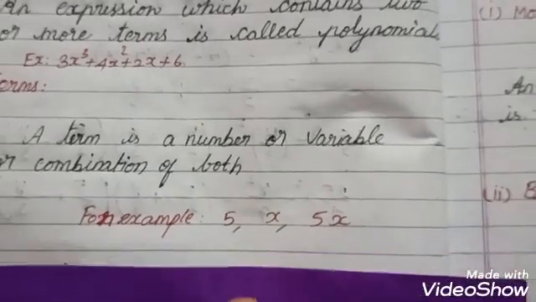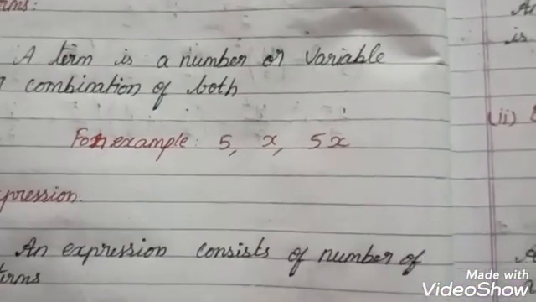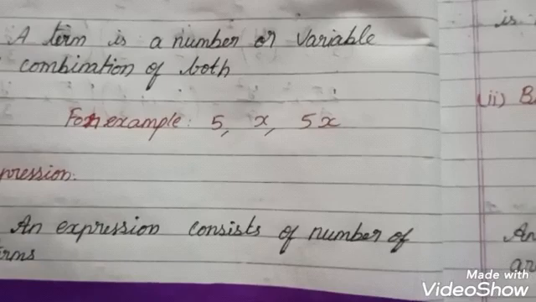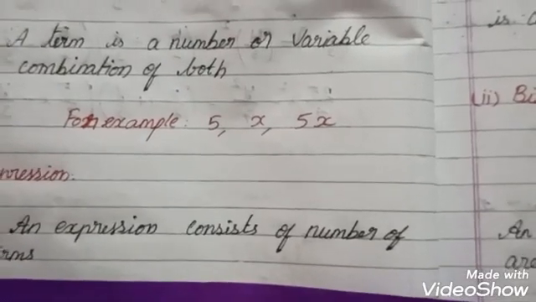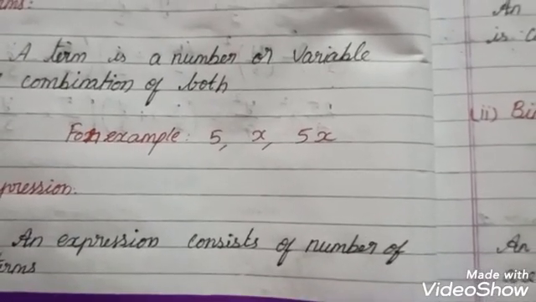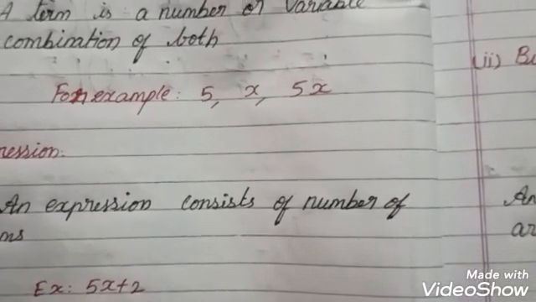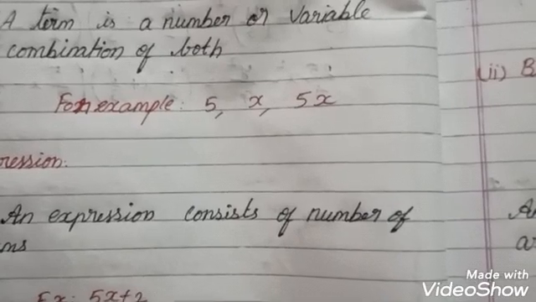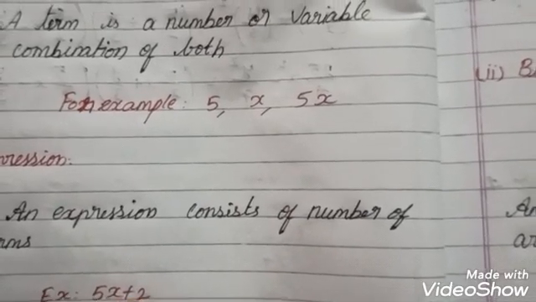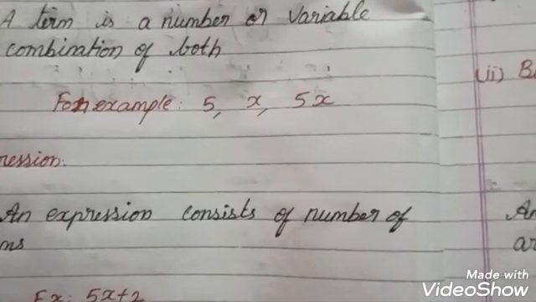Next we move on to the definition of expression. What is meant by expression? An expression consists of a number of terms. For example, 5x plus 2. 5x is one term and 2 is another term. So here 2 terms are there, and we say this is one expression.